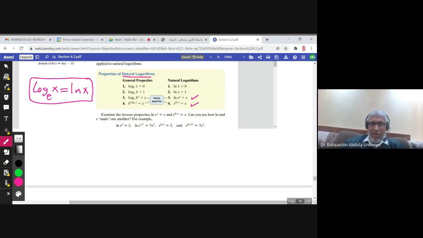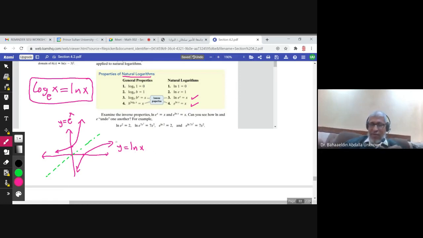In fact, e to the power x is an exponential function. e is a number greater than 1. So this is the graph of e to the power x, the exponential function. Now, what about the inverse function? The inverse function of this function is y equals log x to the base e, which is ln x. So this is the graph of ln x, and this is the graph of e to the power x. This is the most important exponential function, and this is the most important logarithmic function.